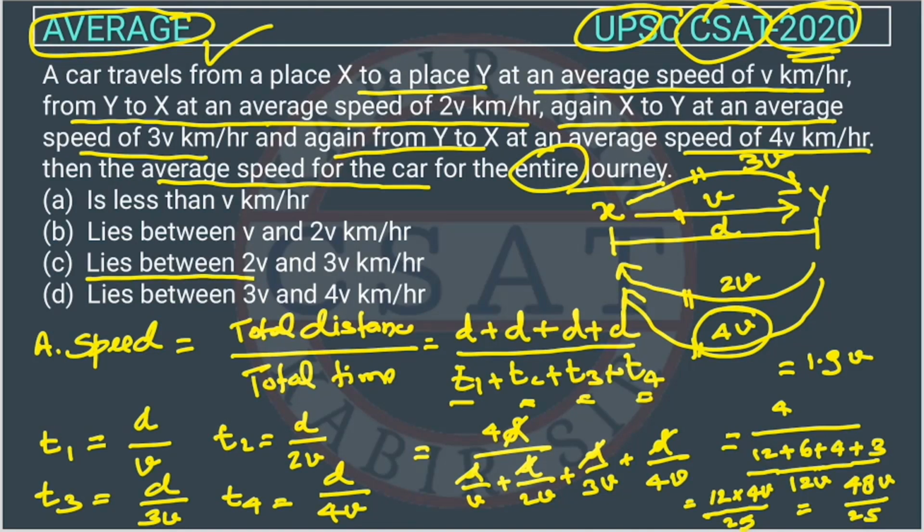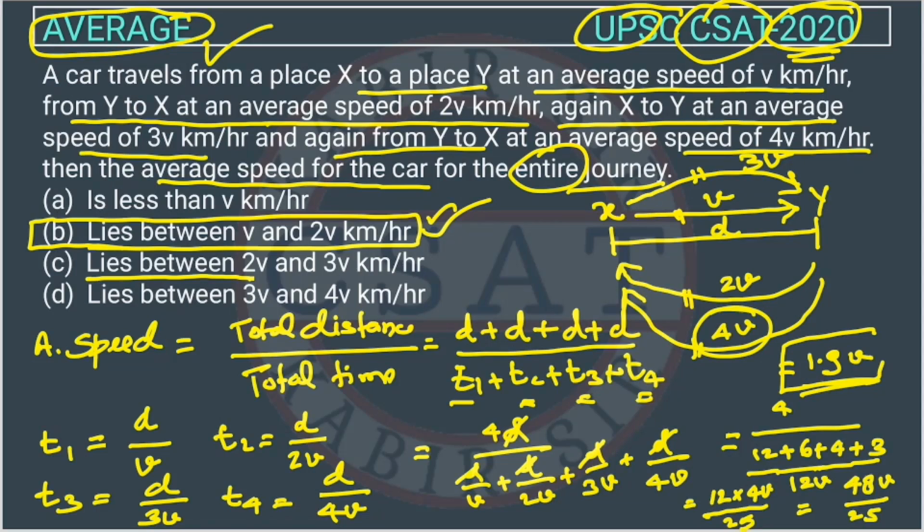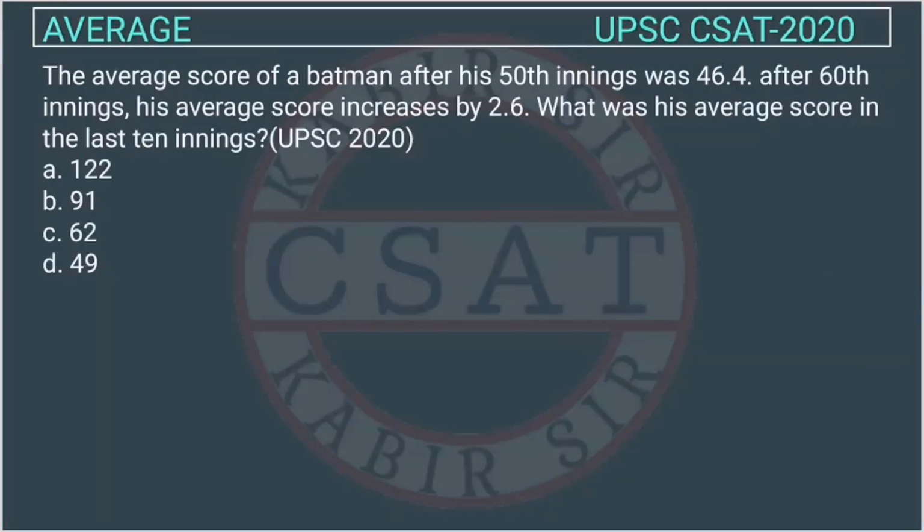So what will be the option? It lies between V and 2V. So option B is the correct answer, because it is less than 2V but greater than V. So this is our average speed. I hope everyone understood this. If you still have some problem, you can contact us. This is a question of average asked in the UPSC CSAT exam 2020.